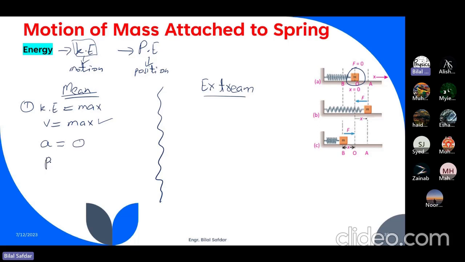And what about potential energy at mean position? The potential energy is also 0 because it does not change position at the mean position. At extreme position, it changes its position from mean to extreme. You can say that the potential energy is maximum because it changes position, and velocity is zero and acceleration is maximum, and the kinetic energy is zero because the velocity is zero.